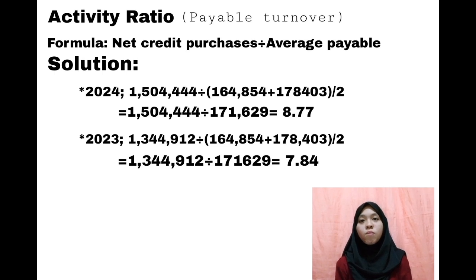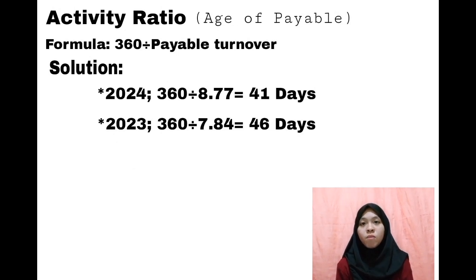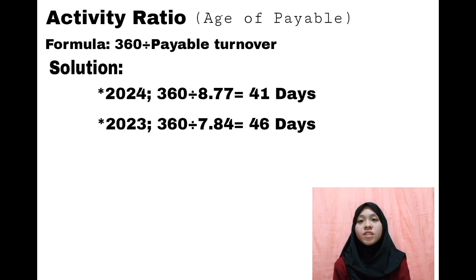Del Monte's payable turnover ratio was 7.84 in 2023 compared to 8.77 in 2024, indicating that the company was taking longer to pay its suppliers in 2023, suggesting a slight improvement in payment efficiency. But the age of payable was also longer in 2023, which is 46 days compared to 41 days in 2024, further supporting the trend of slower payments.